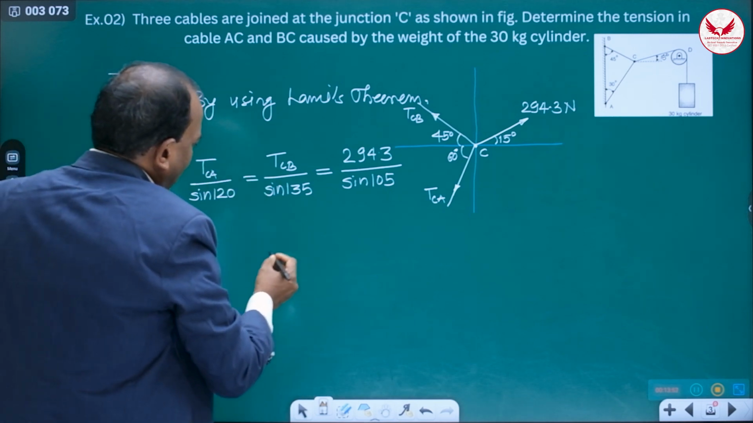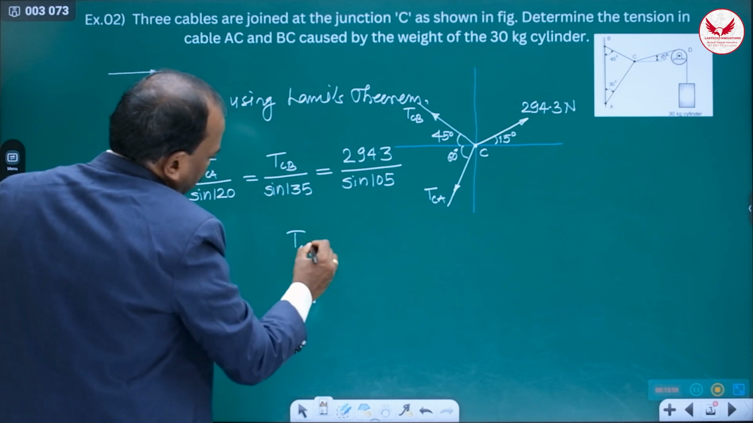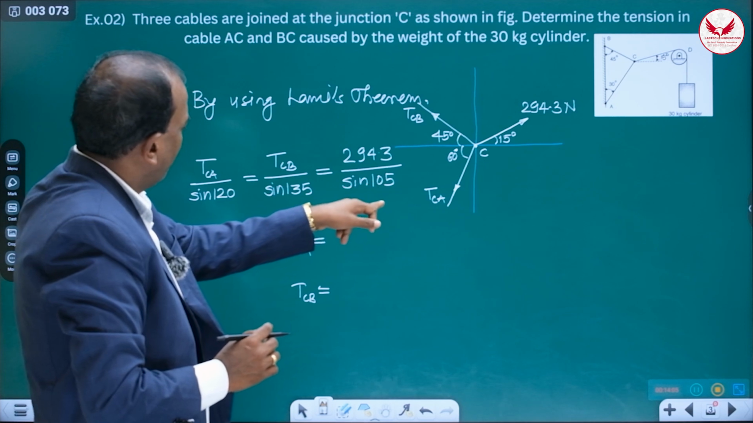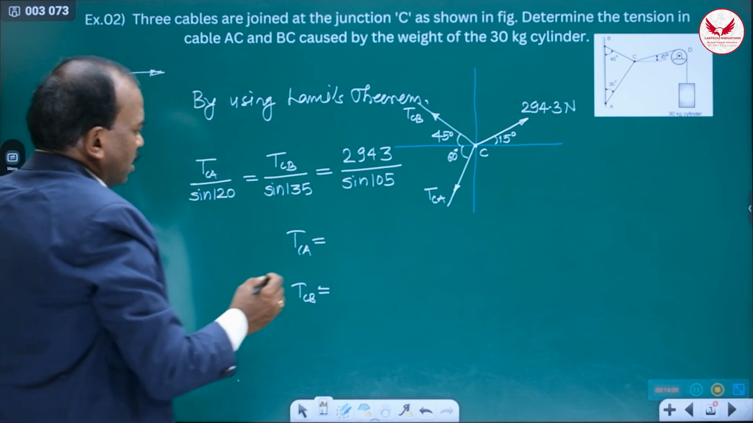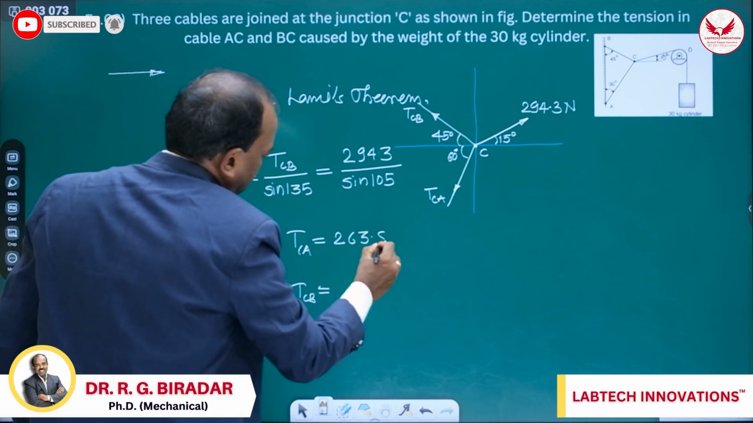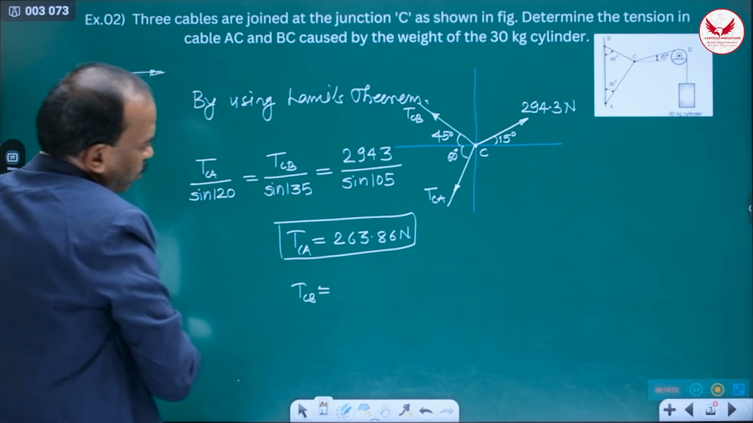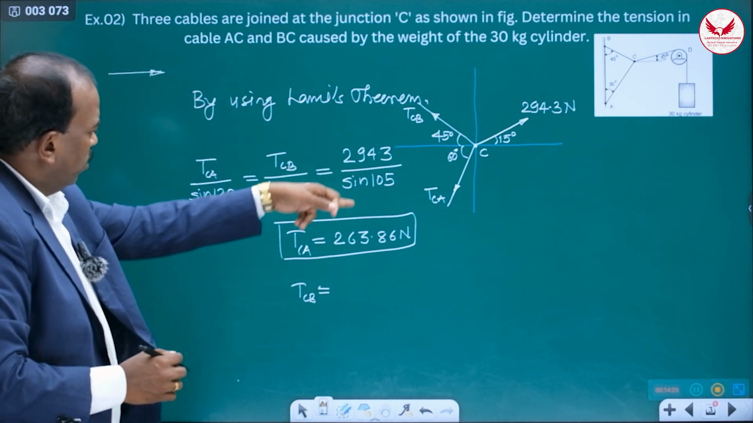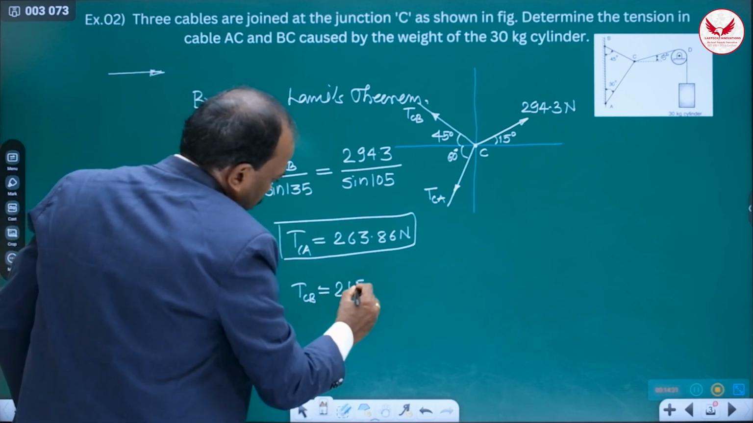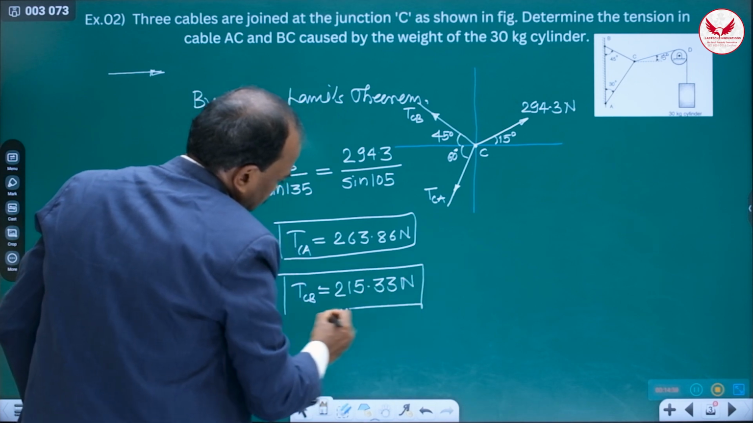And directly we can write the answer, TCA and TCB, from this Lami's theorem. How can we write? 294.3 divided by sine 105 into sine 120. This answer is going to be 263.86 Newton. So it is one answer. And the second answer, how do we make the calculations? Same, this ratio, known value into sine 135, and that is going to be 215.33 Newton. Finish. This is the answer.